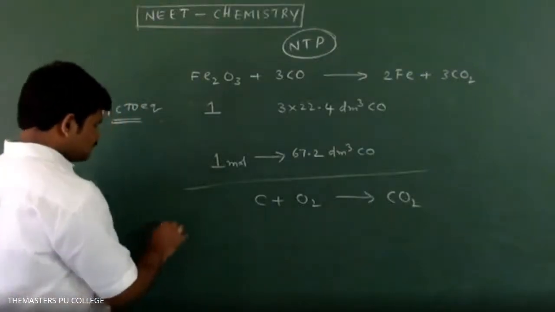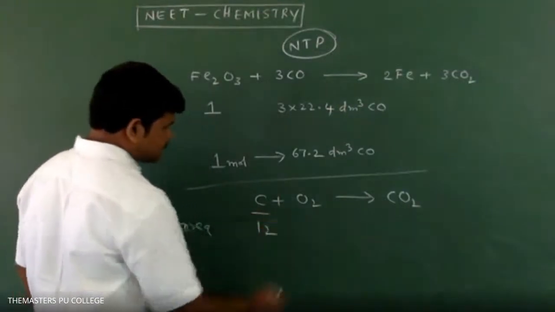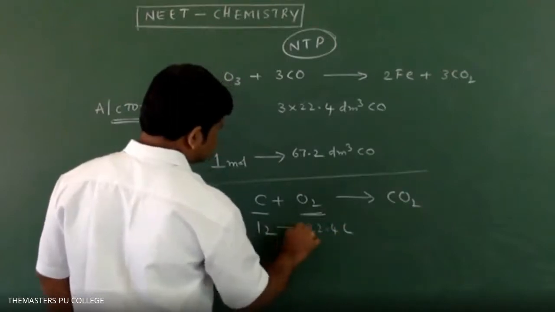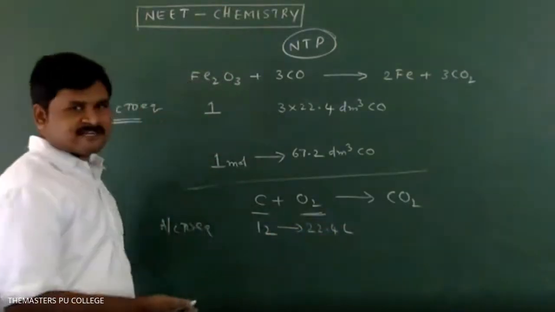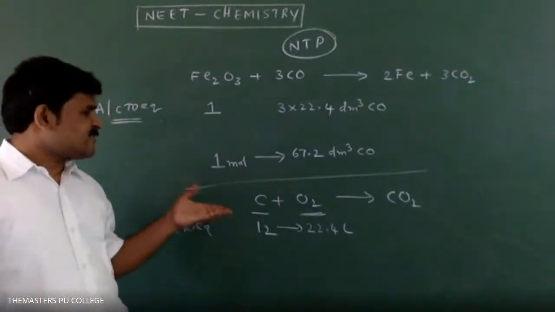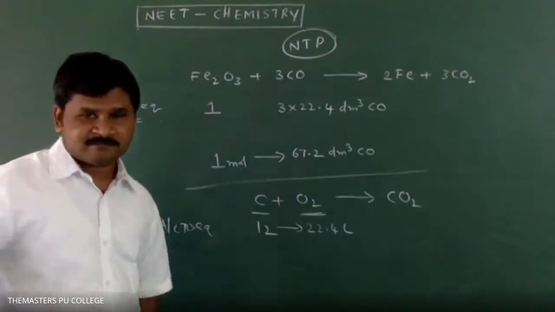According to the question, what is the equation? C + O2 gives CO2. According to the equation, you have 12 grams. How many moles do we have? 1 mole. 1 mole means 22.4 liters. So 12 grams requires 22.4 liters only. Suppose 6 grams of carbon is given. How much? 11.2. Cross multiplication. Okay?